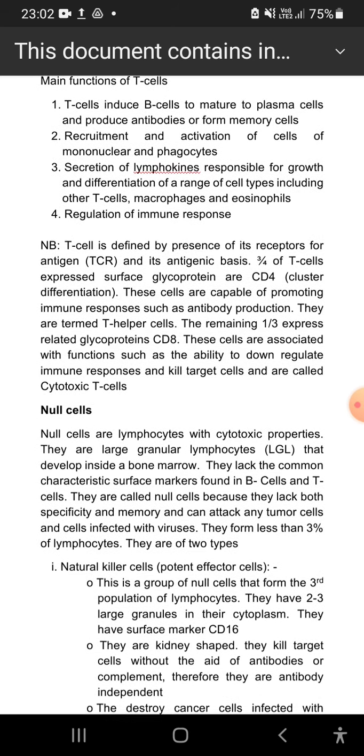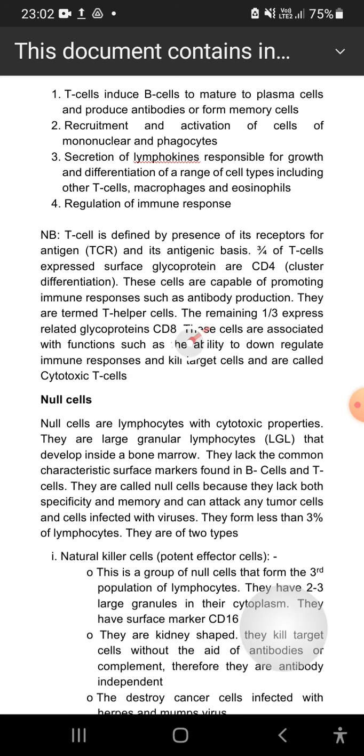So then we look at null cells. Null cells are called null because they are not specific and they lack the common characteristics of surface markers of B and T cells. So they have markers but not the same as the ones found on B and T cells. They lack both specificity and memory. So they are not specific and they don't have memory as B or T cells do.